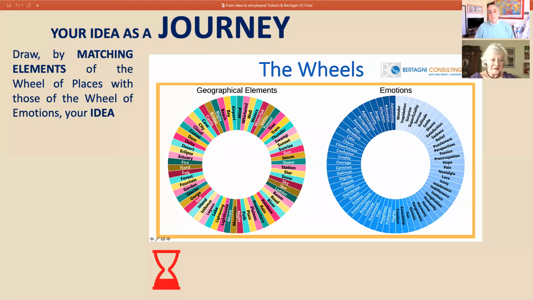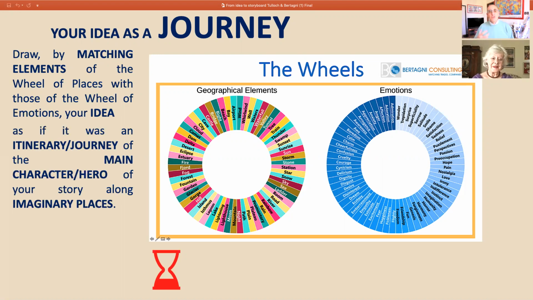Basically, what we will ask you at the end of this module one, that is very close, is think about your idea and draw it by matching, as I said, the elements of these two wheels, as if it was a sort of journey. You will see during our course, the word journey is a key word because we will talk about the hero's journey, and the movie that will come out from your idea or the TV series, it's basically a journey. So imagine your idea as a journey and draw the itinerary to your main character or hero. It can be yourself or it can be a character that you create, of course, and you or she will cross all these imaginary places that you have created.